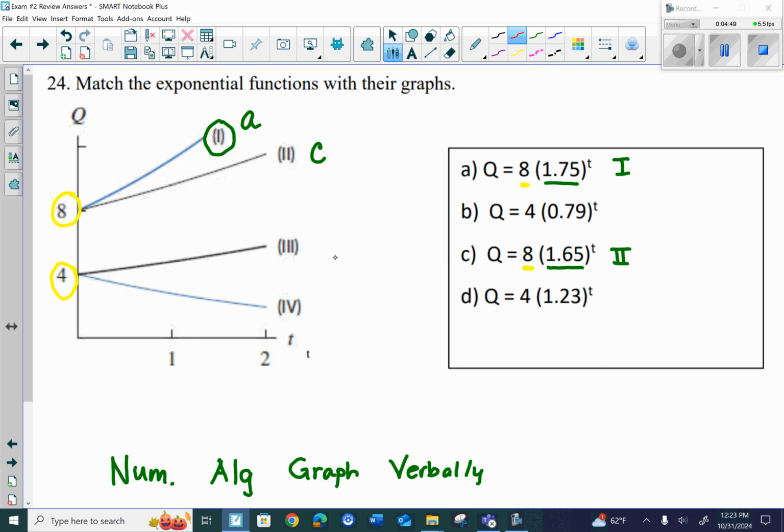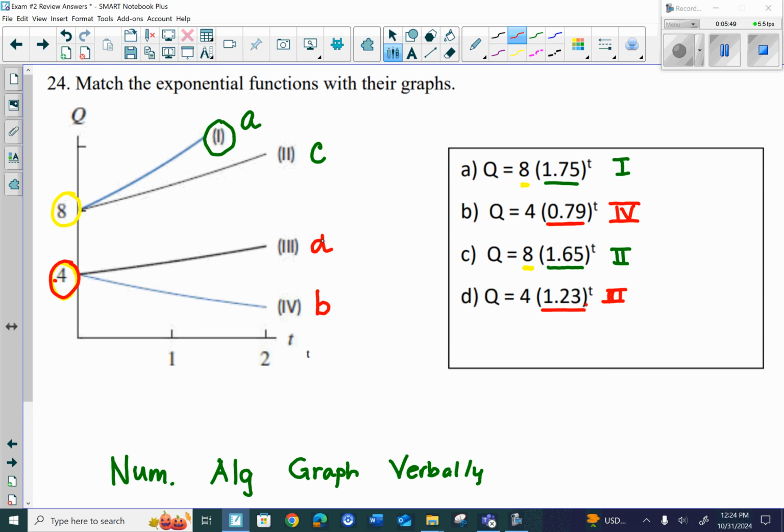In B and D, we can see that letter B has a growth factor which is less than 1, which means every time we multiply, it's going to be decreasing the value. If we're multiplying by something less than 1, that function has got to be decreasing in its outputs. And so that would be number 4. That's my decreasing function. Okay, and we see the initial value of 4 there. And so letter D has a growth factor of 1.23. It is growing slower than the others, actually, and it starts off at 4, and therefore it is graph 3.